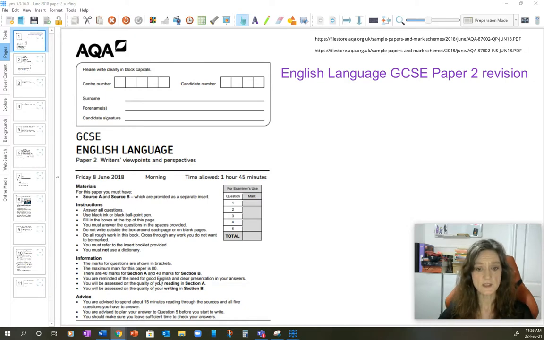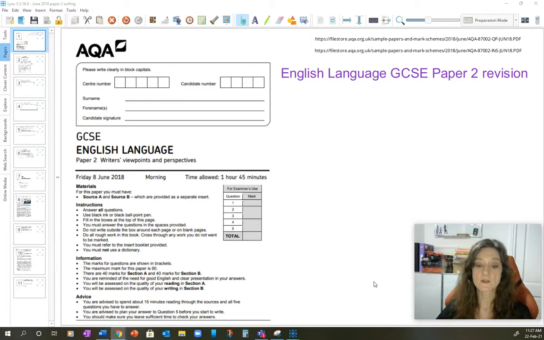And you need to use good English and clear presentation in your answers throughout, but especially good English in section B, in the writing section. And the quality of your reading will be assessed in section A. So it's all your analysis and your inference and your comparisons and so on. Whereas your argumentative writing is assessed in section B. And then it gives you your tips for the top. About 15 minutes reading through all the sources and the questions, which is basically what we're going to do today together. Plan your answer to question 5 before you start to write. I'd also suggest that doing a plan for question 2 and question 4 is quite useful as well.